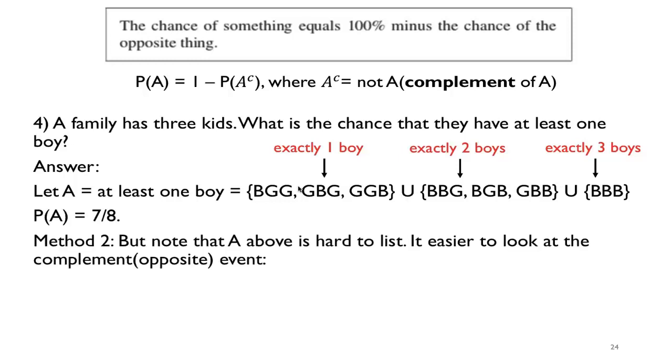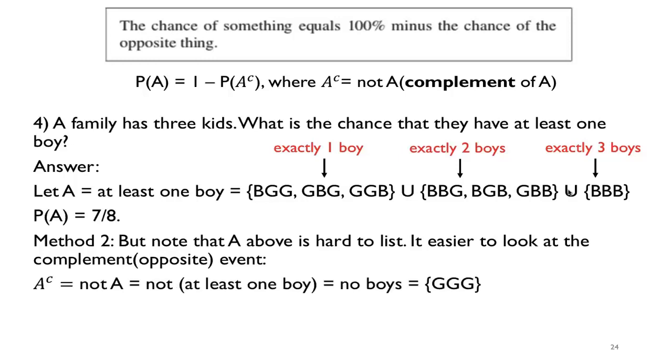But notice that this event A is actually hard to list. When you list out like this, sometimes you make mistakes. It's easier to look at the opposite event, the complement event. If A is having at least 1 boy, not A means not having at least 1 boy, meaning you have no boys. Having no boys means all girls, which is only 1 way. So to find the probability of A, you subtract: the complement is much easier to compute, which is 1 out of 8. So the opposite event must be 1 minus 1 over 8, which is 7 out of 8.